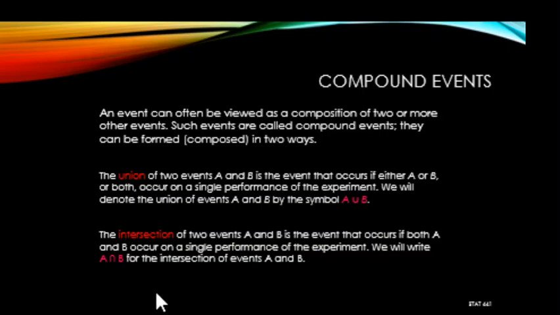The other type of event is an intersection event, which is the set of elements which occur in both A and B. So the common elements that occur in both A and B will be A intersection B. Here is the symbol, A with the inverted U, B, is A intersection B.